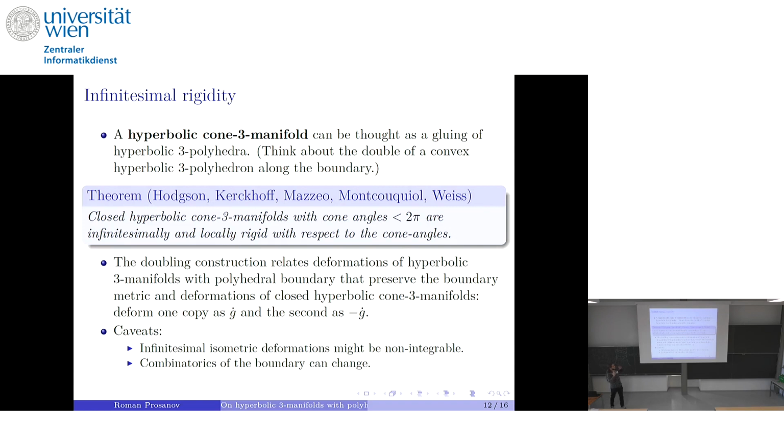Normally when you work with polyhedral geometry, you consider the configuration space of some polyhedral object, and you divide this configuration space into cells corresponding to different combinatorics. Normally this decomposition into cells is locally finite, but in this case, it's not.